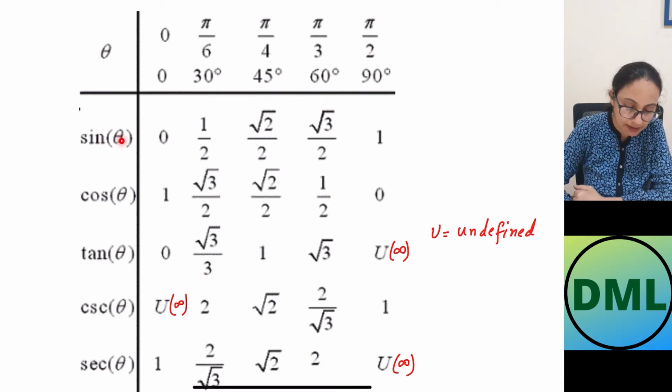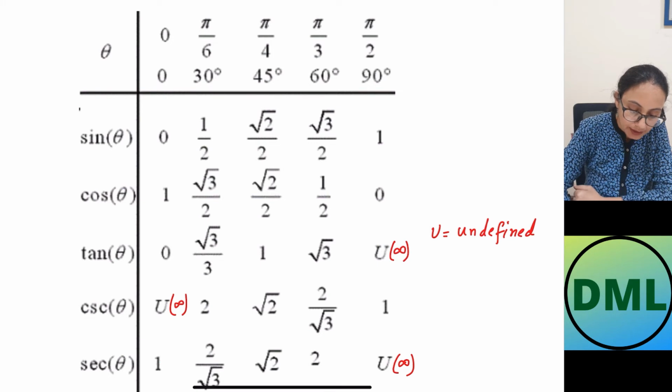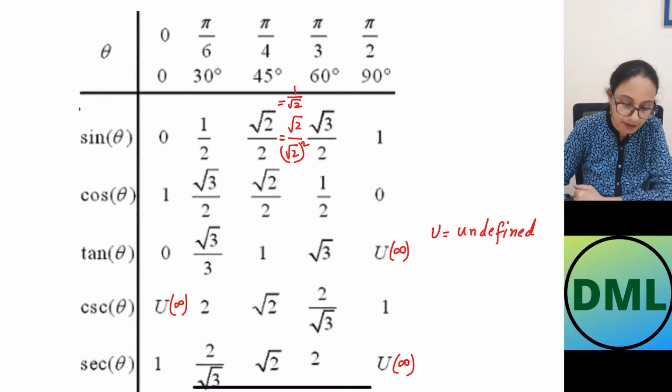So sine theta: the value for sine 0 degree is 0. Sine 30 degree, which we figured out earlier, is half. Sine 45 degree is root 2 over 2. Basically this is equal to root 2 over root 2 the whole square, which will give you the answer as 1 over root 2, which we figured out earlier. Now sine 60 degree is root 3 by 2 and sine 90 degree is 1.